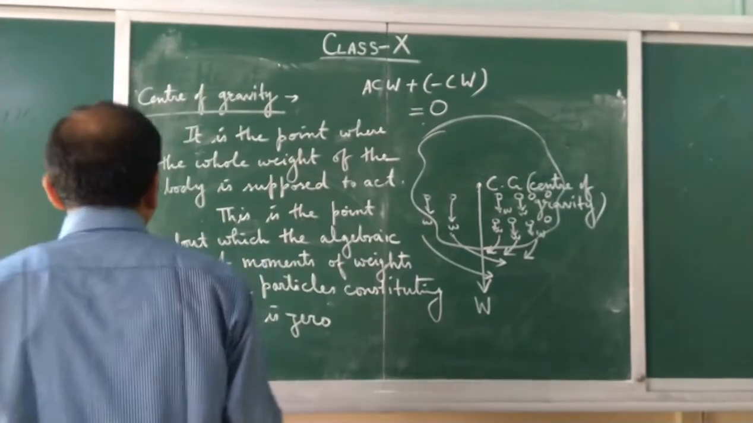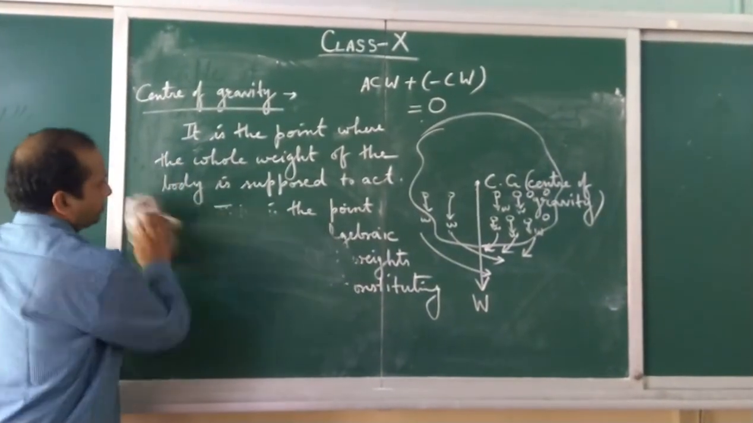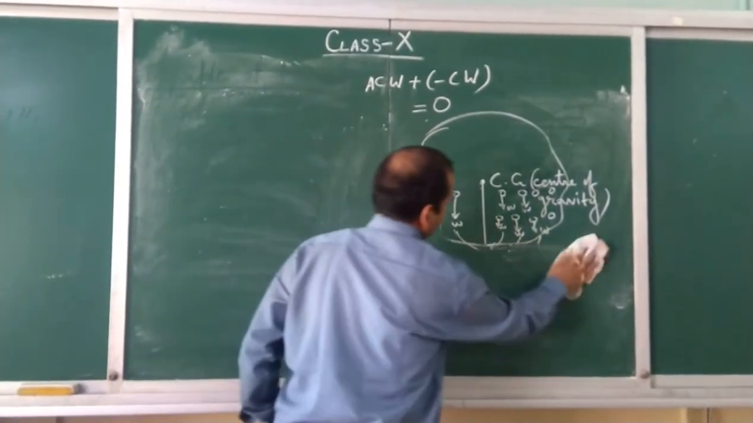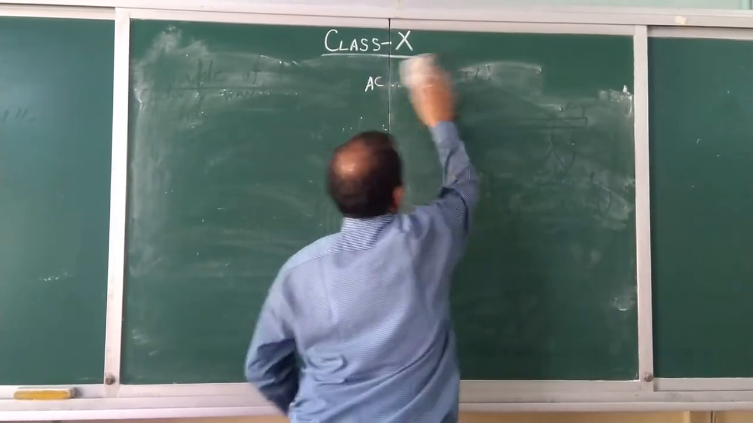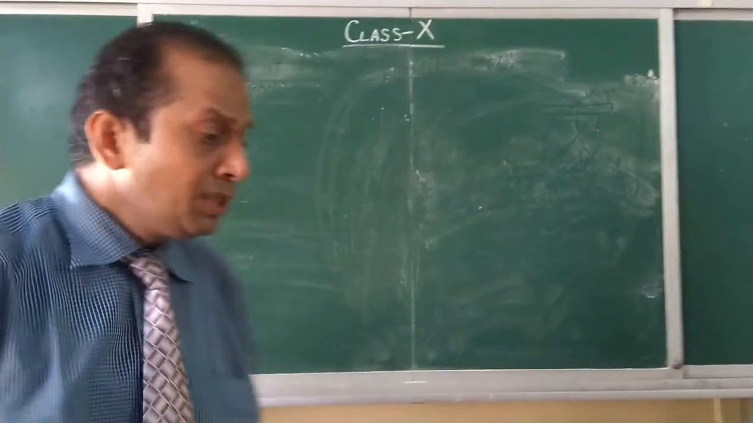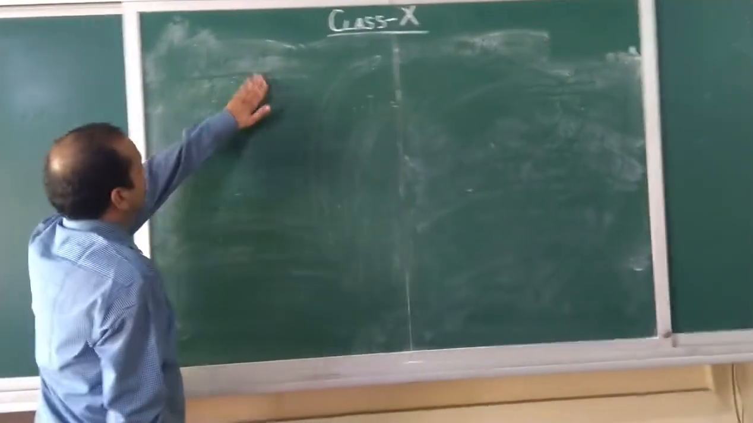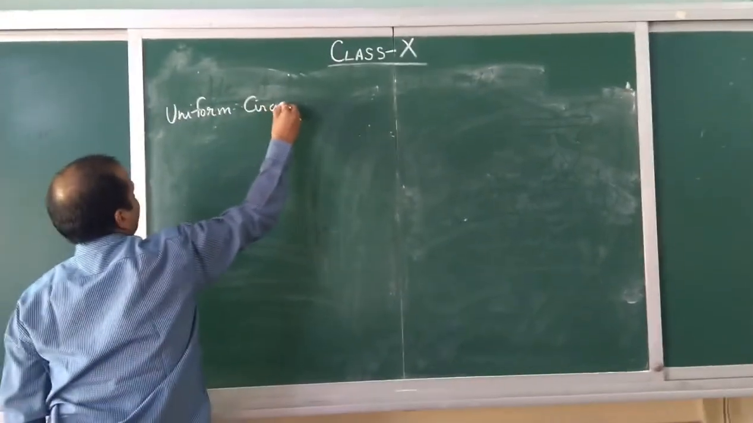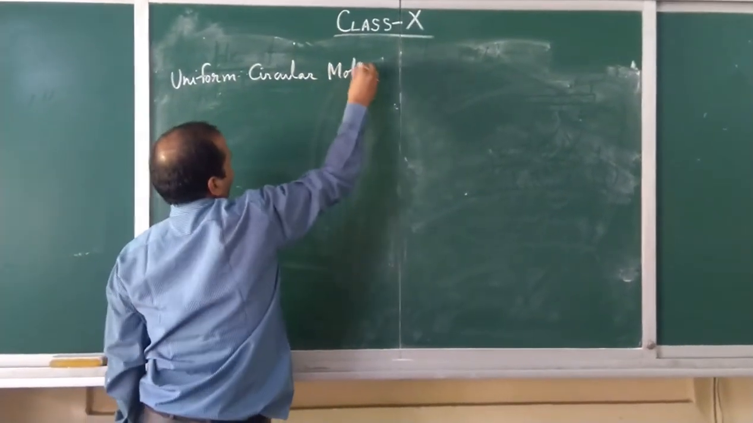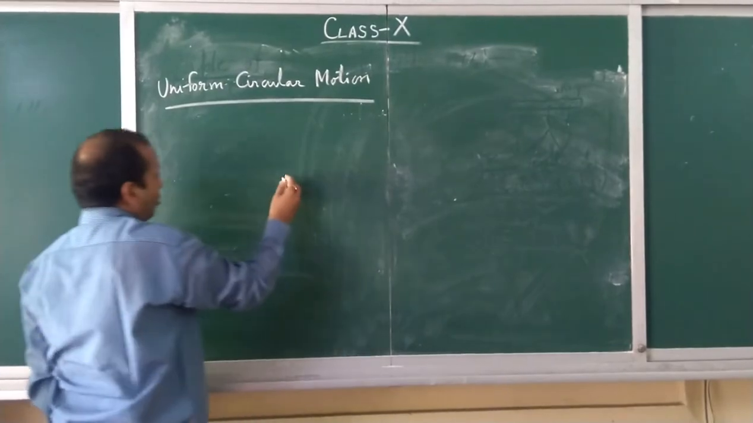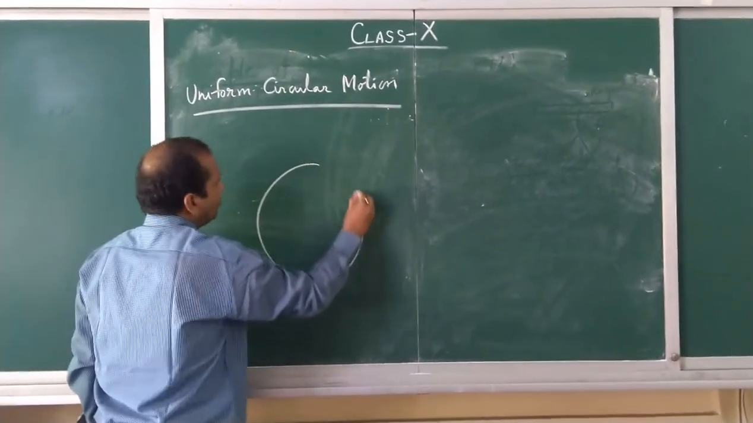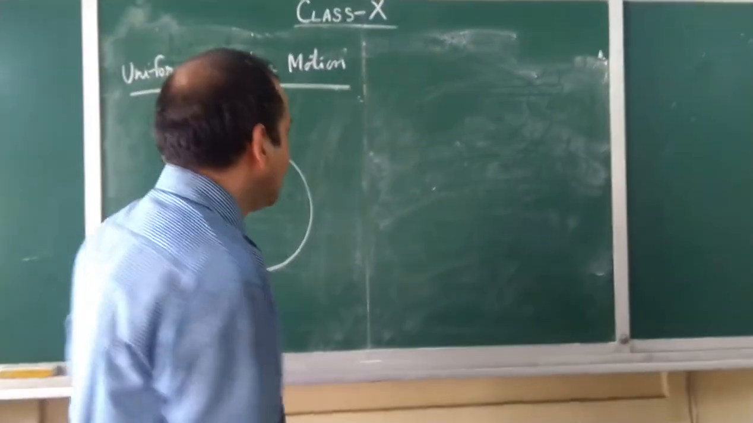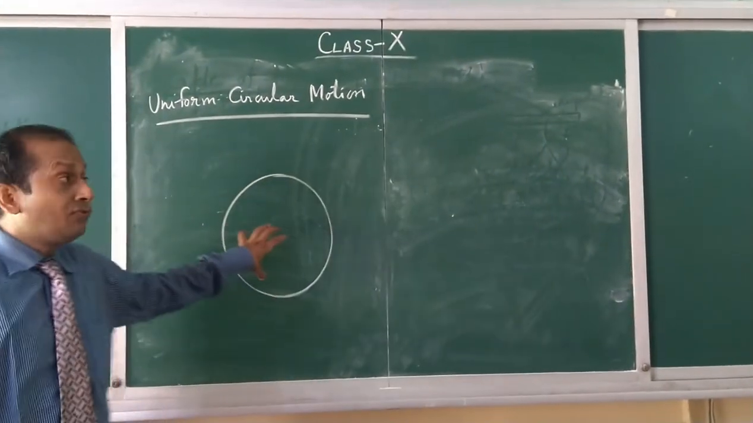Then we come to uniform circular motion, children. If the body is moving on a circular path with a constant speed, this type of motion will be called uniform circular motion.